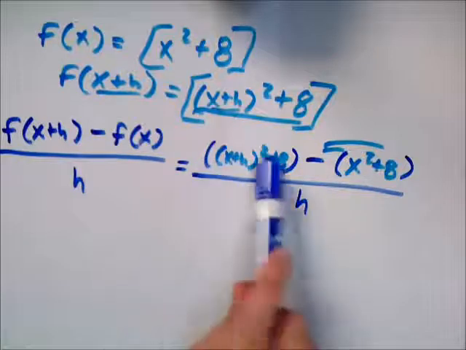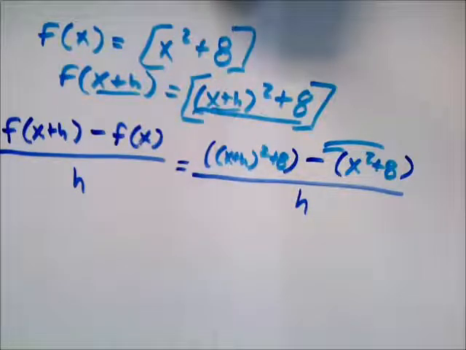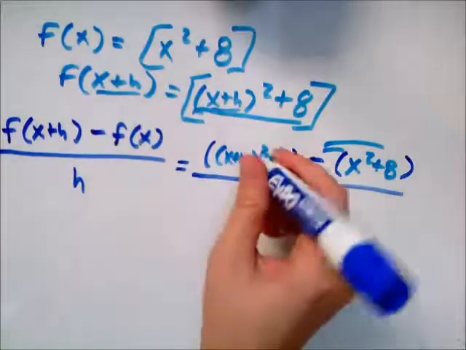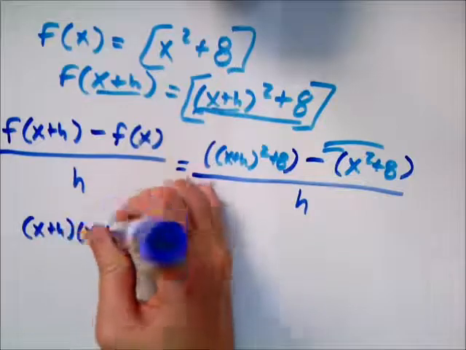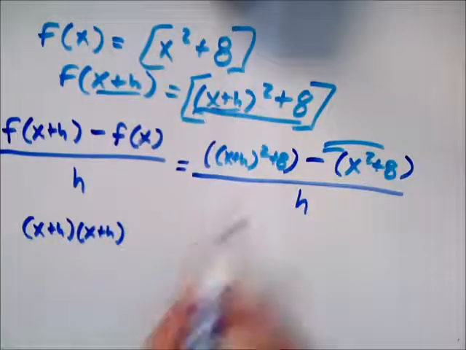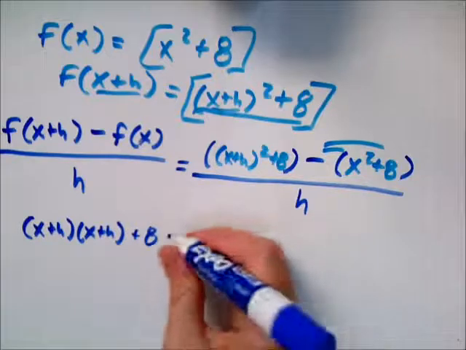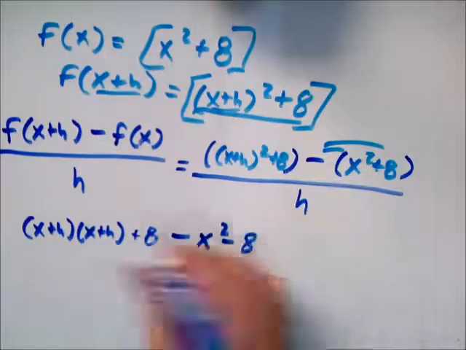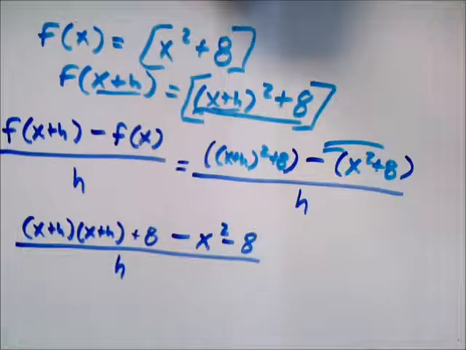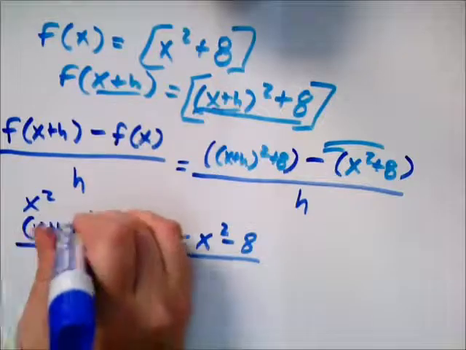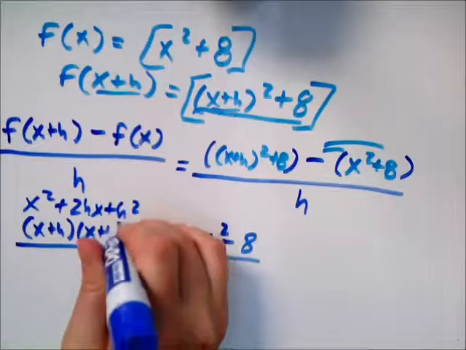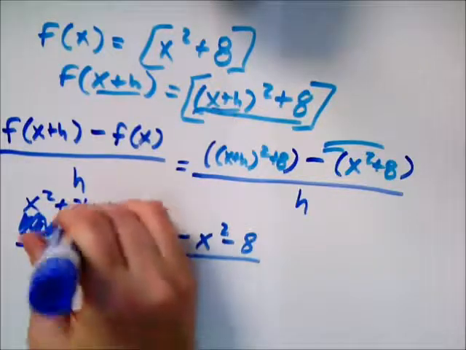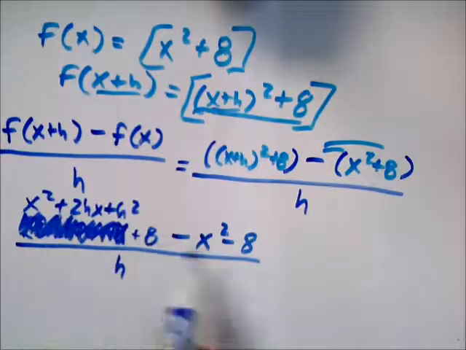And so notice x plus h squared, or anything squared, means something times itself. And so x plus h times x plus h, be careful, requires foiling. You can't just square both of those. So we're going to have to FOIL that, and then this will be minus x squared minus 8. And it's all over h. Alright, so if I FOIL this, I get x squared and hx, so 2hx with my inside and outside, plus h squared. So this plus this minus this.